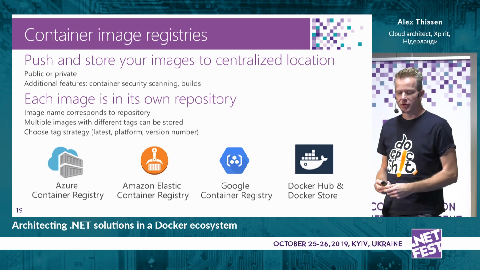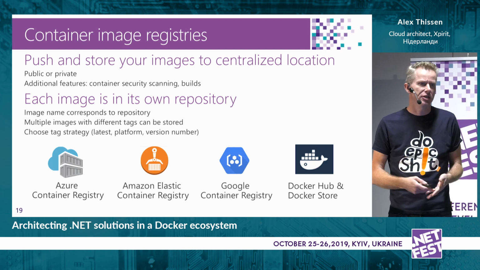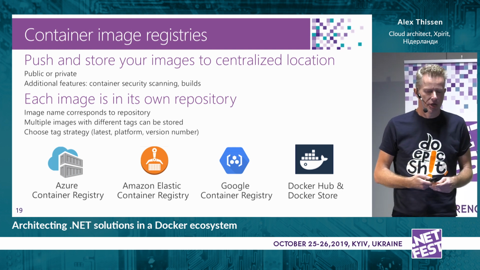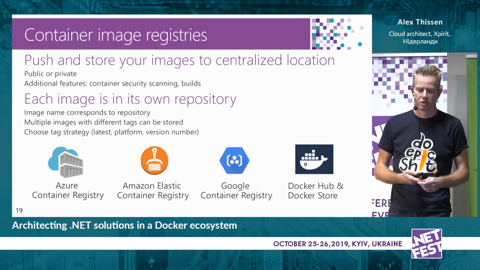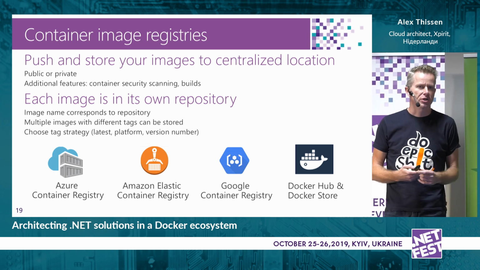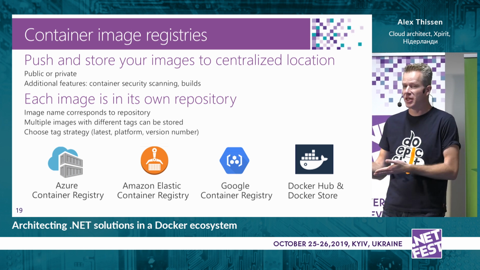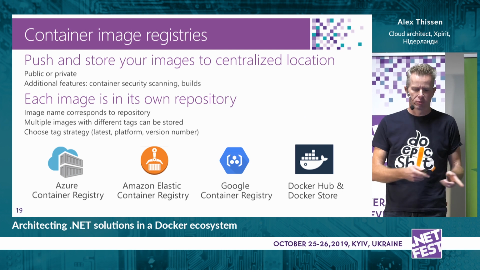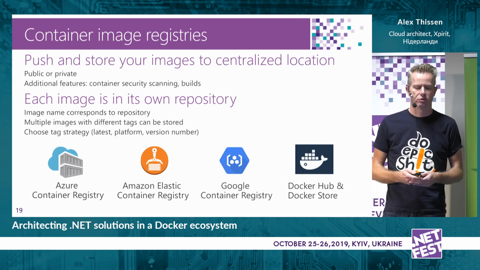And then you go to the registry. The registry is just a place like the NuGet package feed, except it's for container images. And there's a bunch of them out there. I will show you the Azure Container Registry. But if you are on a different cloud provider, you can do that. Even Docker Hub has one, and a paid one as well, Docker Store. So the tooling remains the same. You just push it out to the repository.